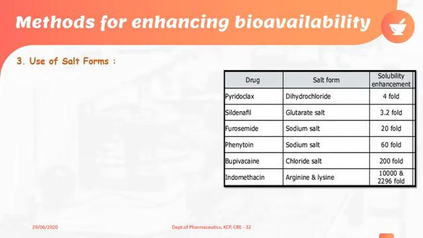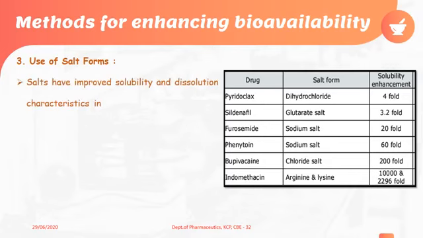The third method is use of salt forms. Salt has improved solubility and dissolution characteristics in comparison to the original drugs. These are some of the examples where the salt form enhances the solubility. Upon salt formation, there is a chance of 4 fold, 20 fold, 60 fold, 200 fold, even 10,000 fold enhancement in the solubility of the drug.